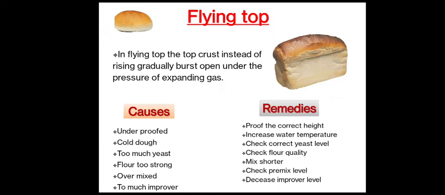Next is flying top. When the top of bread rises excessively, the fault is known as flying top. In flying top, the top crust, instead of rising gradually, bursts open under the pressure of expanding gas. Causes: underproofed, cold dough, too much yeast, flour too strong, overmixed, too much improver.